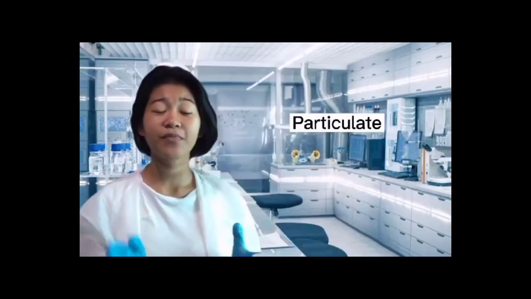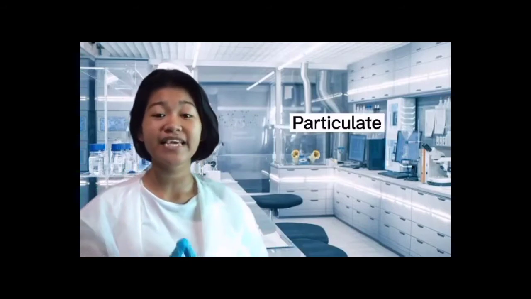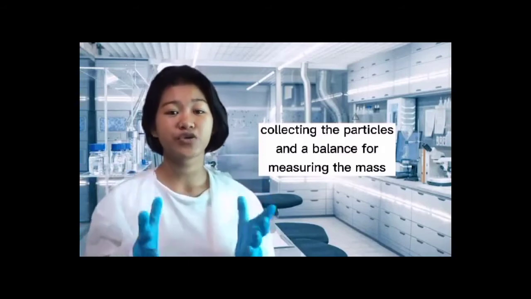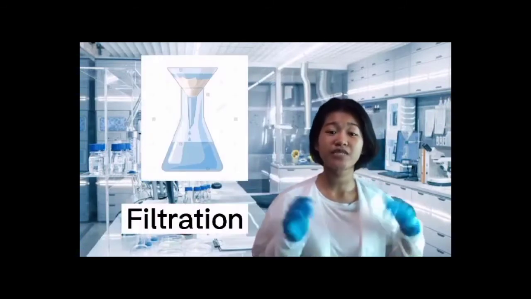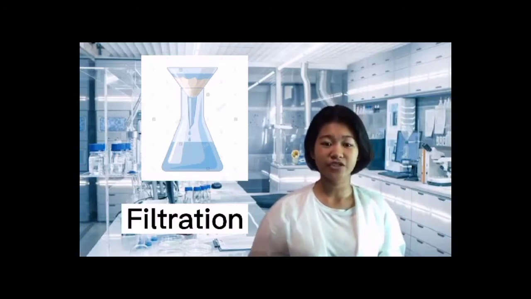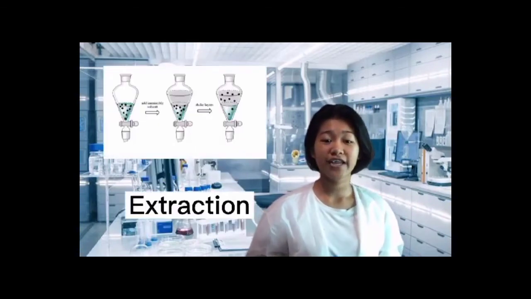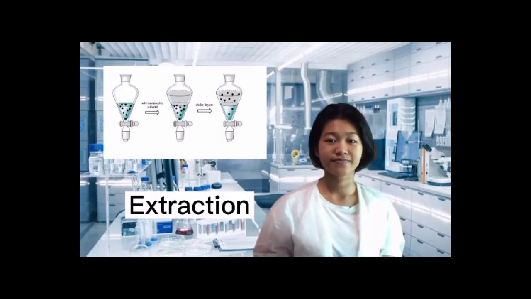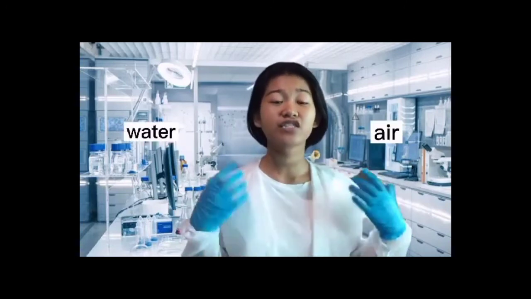On the other hand, in particulate gravimetry, we simply need a method for collecting the particles and a balance for measuring the mass. There are two methods for separating a particulate analyte. First is filtration, in which we separate solid particulates from their gas, liquid, or solid matrix. Second is extraction, that is useful for gas particles, solutes, and solids. Particulate gravimetry is important in the environmental analysis of waters, air, and soil samples.